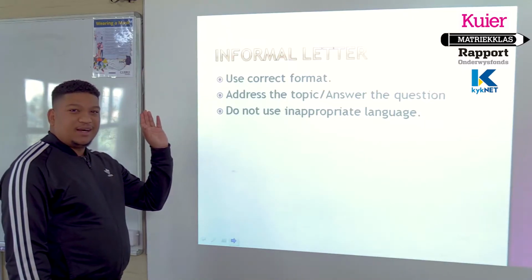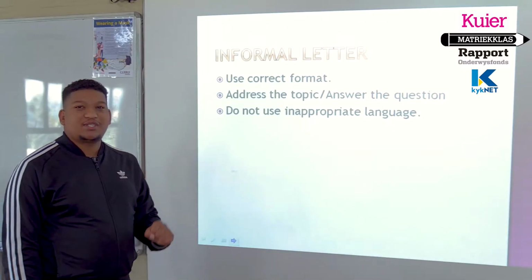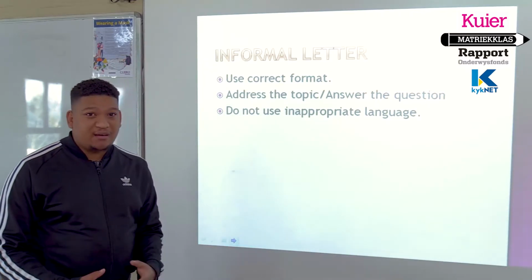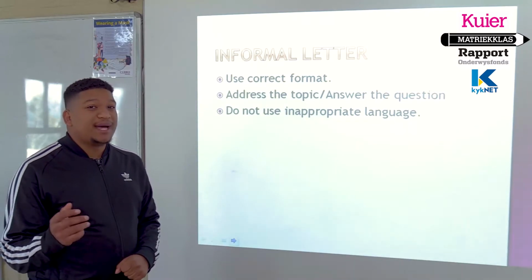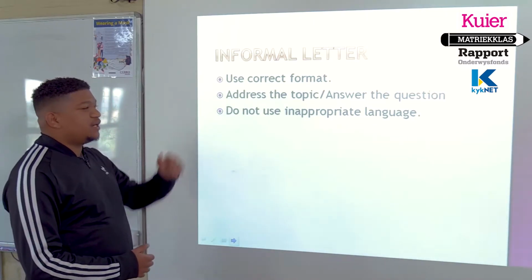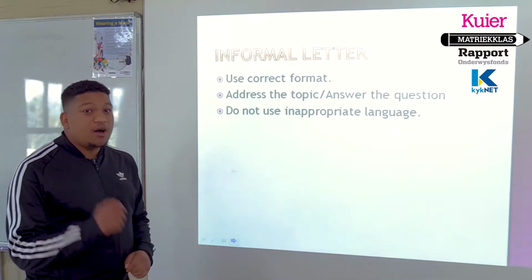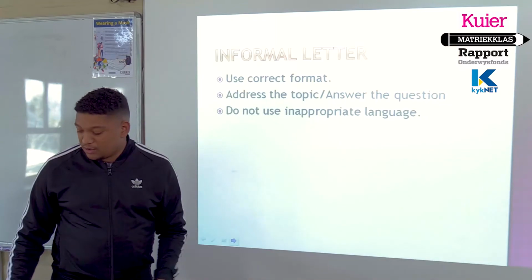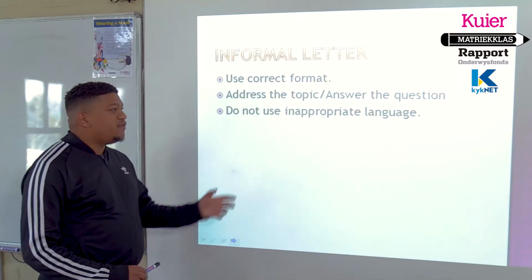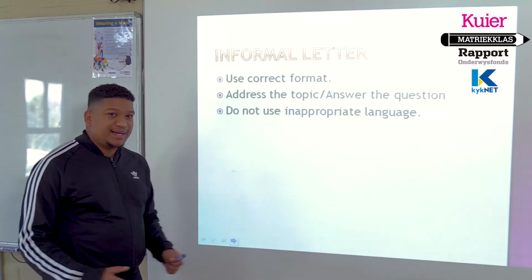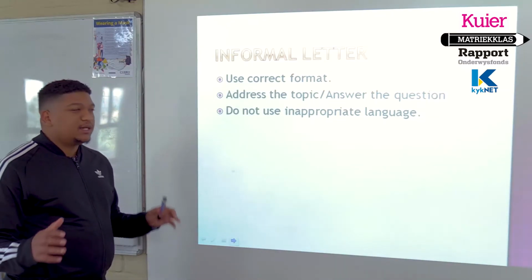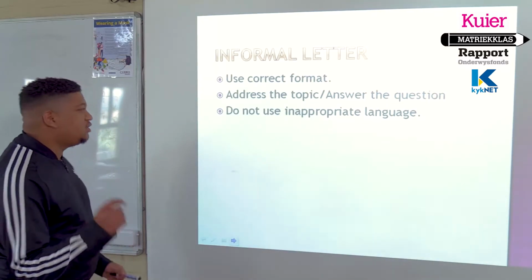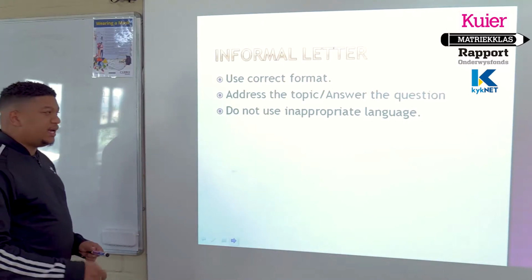We have the informal letter which we write to our friends, our aunts, our uncles, anybody with whom we have an informal relationship, whom we can write an informal letter to. We use the correct format, address the topic, answering the question, and do not, once again, use inappropriate language. But here you are allowed to use, obviously, slang and or colloquialism. So when we write the informal letter, we need to focus on the format. So let's look at the format for the informal letter.